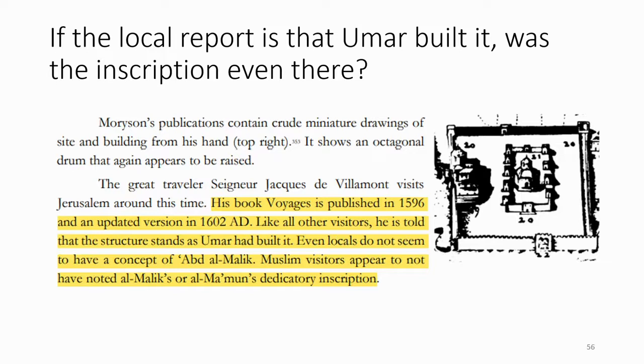The great traveller Seigneur Jacques de Villemont visits Jerusalem around this time. His book Voyage is published in 1596 and an updated version in 1602. Like all other visitors, he is told that the structure stands as Umar had built it. Even locals do not seem to have a concept of Abd Al Malik. Muslim visitors appear to not have noted Al Malik's or Al Mamun's dedicatory inscription. So this is very late, 1602, and there doesn't seem to be those inscriptions yet.